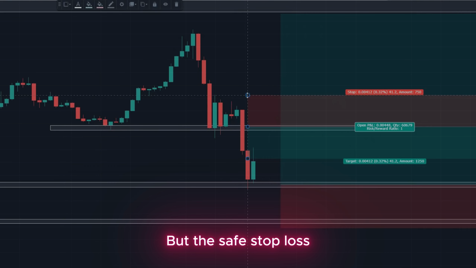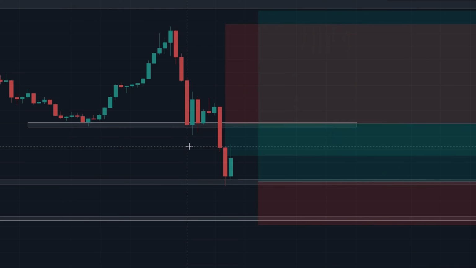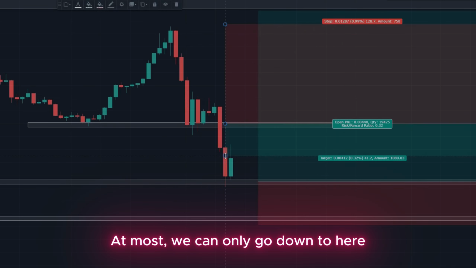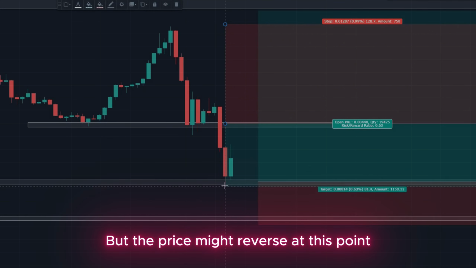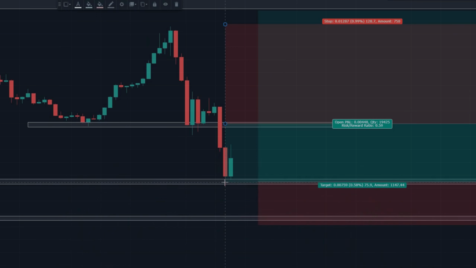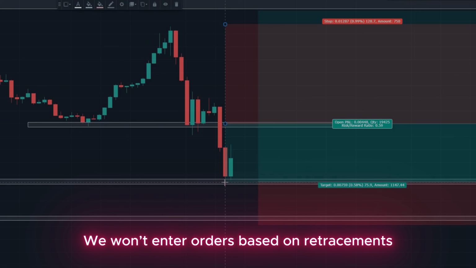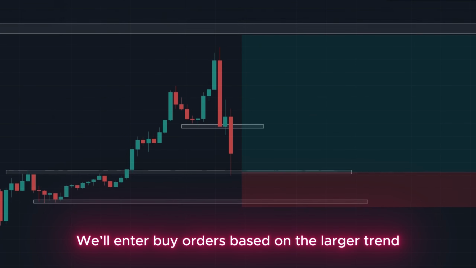But the safe stop loss must be placed above here. The target. At most, we can only go down to here. But the price might reverse at this point. So, entering a sell order in this case, we wouldn't have an advantage. We won't enter orders based on retracements. We'll enter buy orders based on the larger trend.